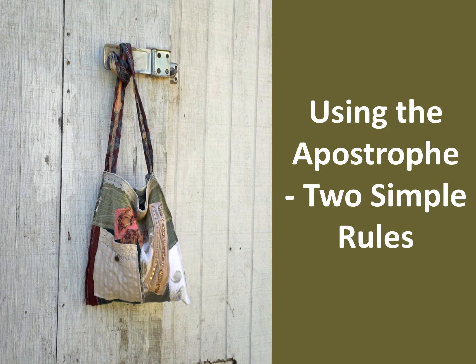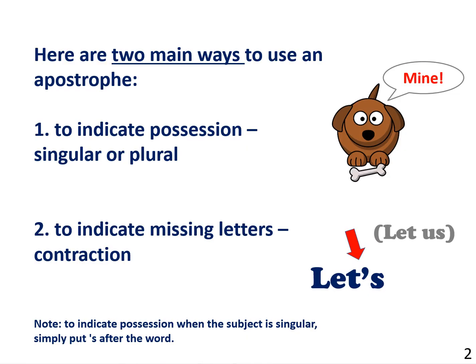Using the apostrophe, 2 simple rules. Here are 2 main ways to use an apostrophe. 1. To indicate possession, whether singular or plural. 2. To indicate missing letters, a contraction. Note, to indicate possession when the subject is singular, simply put apostrophe s after the word.